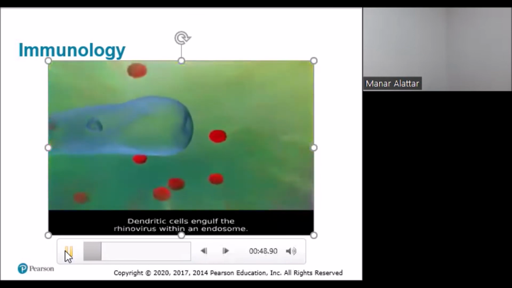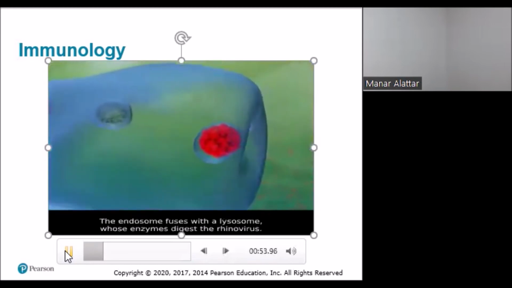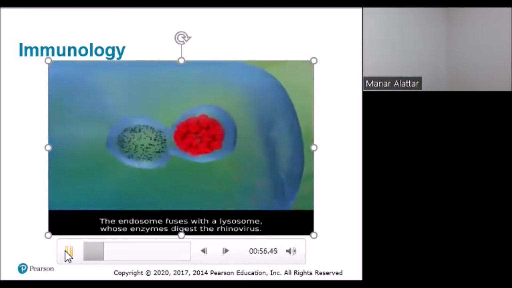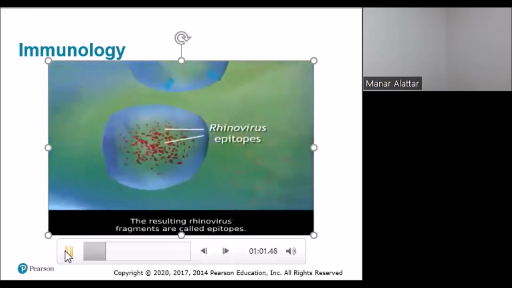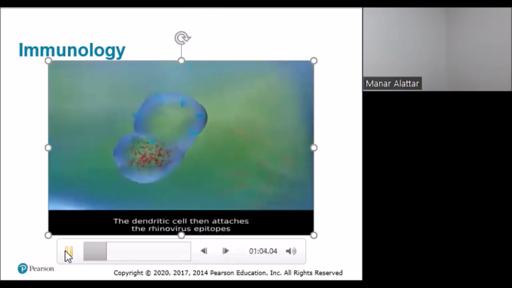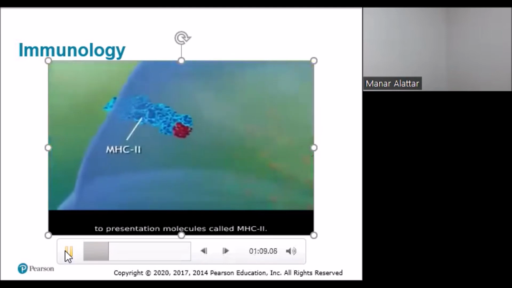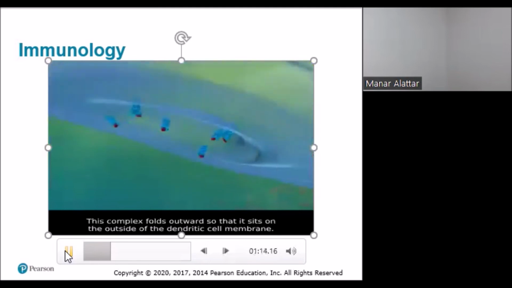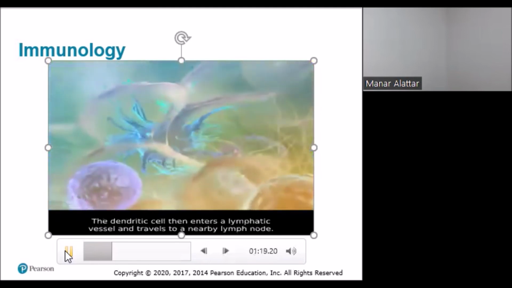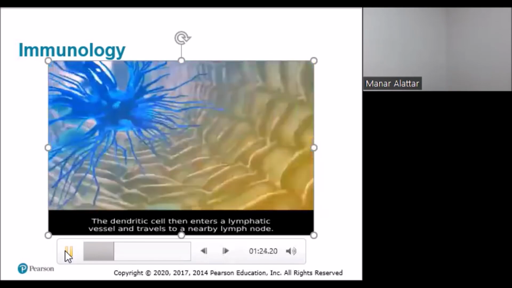Dendritic cells engulf the rhinovirus within an endosome. The endosome fuses with a lysosome, whose enzymes digest the rhinovirus. The resulting rhinovirus fragments are called epitopes. The dendritic cell then attaches the rhinovirus epitopes to presentation molecules called MHC2. This complex folds outward so that it sits on the outside of the dendritic cell membrane. The dendritic cell then enters a lymphatic vessel and travels to a nearby lymph node.